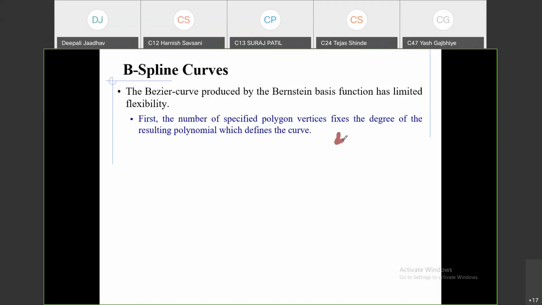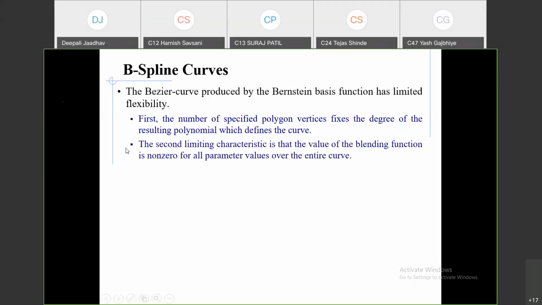then the degree of that polynomial is x raised to 3. When we consider there are 5 vertices in the polygon, then its degree is x raised to 4. So in this way, the number of specified polygon vertices fixes the degree of the resulting polynomial, which defines the curve. That is the first limitation.